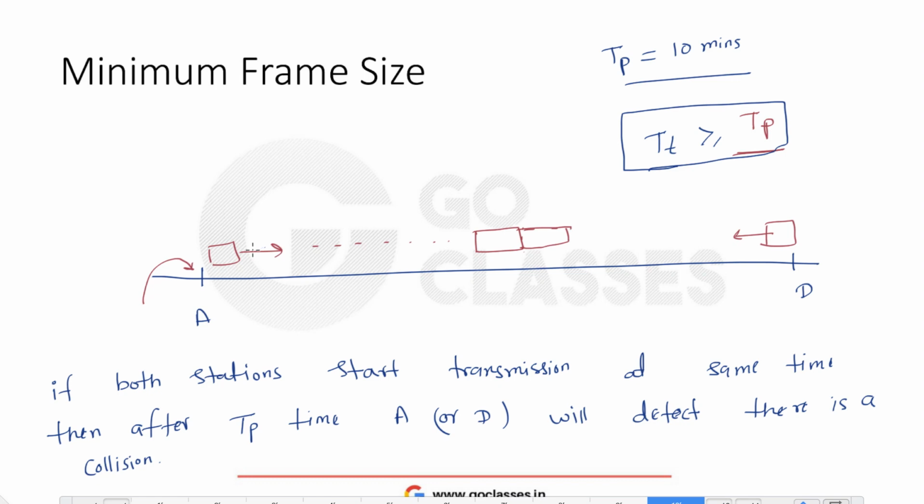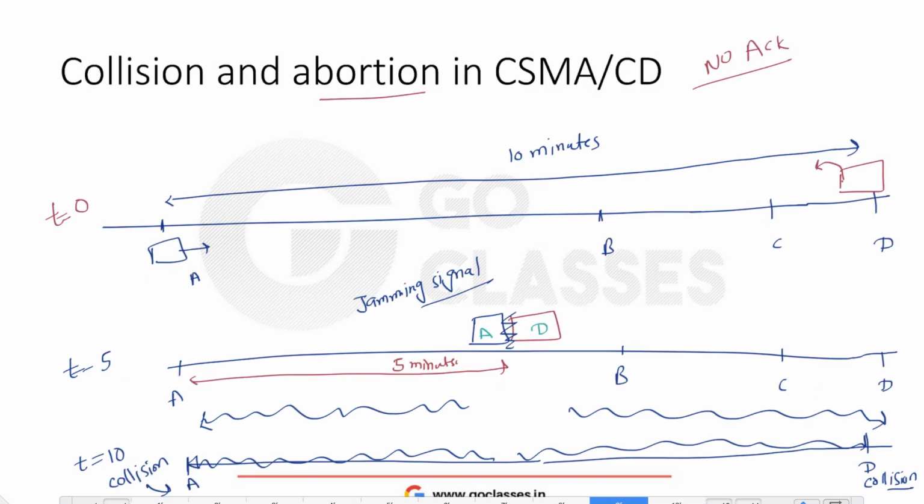Which means that if the transmission time is greater than or equal to the propagation time, then it always detects that there is a collision. See, there are two things. Whether the collision occurs, this is one thing. The second thing is the detection of the collision, and both happen at different times. So the occurrence of collision happens at t equal to 5, but the collision detection is at t equal to 10. So there is a difference, right?